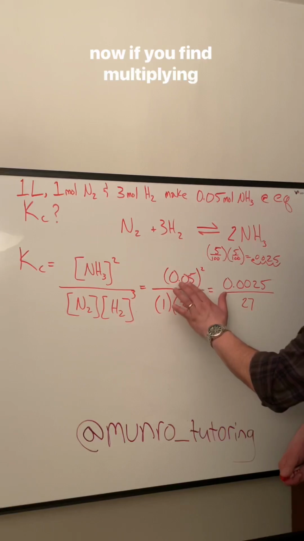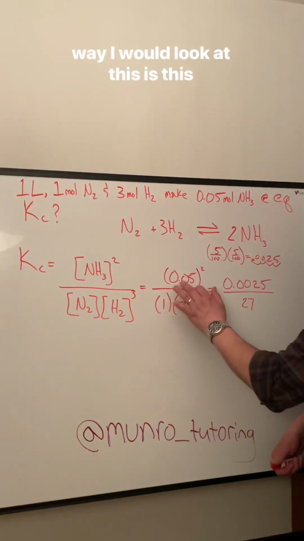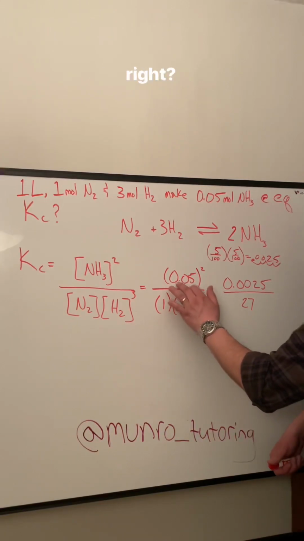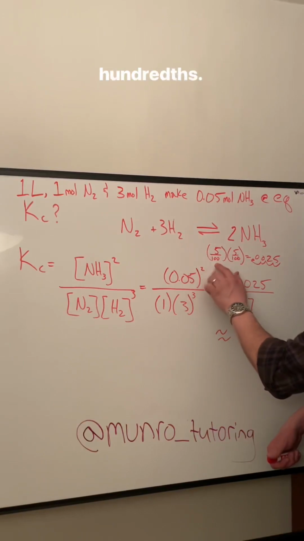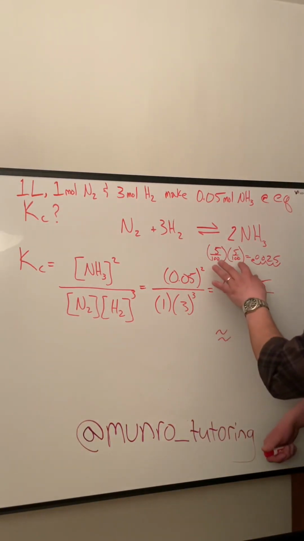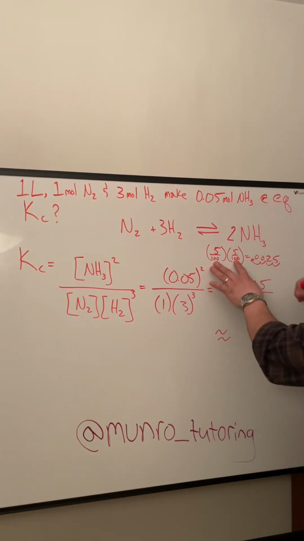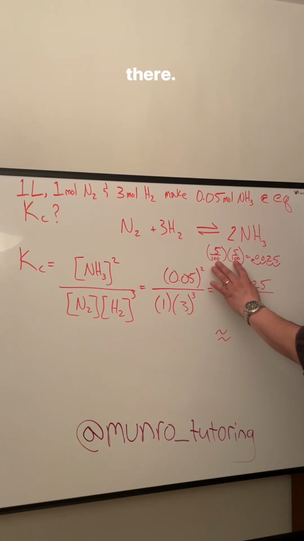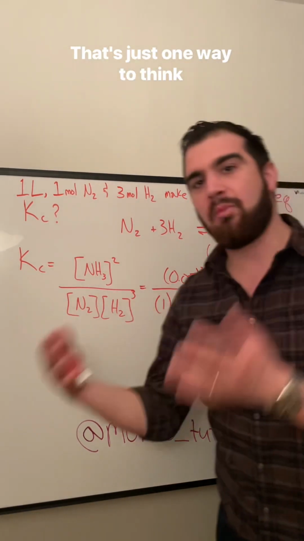Now, if you find multiplying decimals kind of difficult, the way I would look at this is 5 hundredths, right? That's the 10th place, the 100th place. So 5 hundredths, well, we know how to do 5 times 5 is 25. And then we are being divided by 100 times 100, which is 4 zeros there. So we have to move the decimal place on 25 4 spots to the left to get 0.0025. That's just one way to think about it.